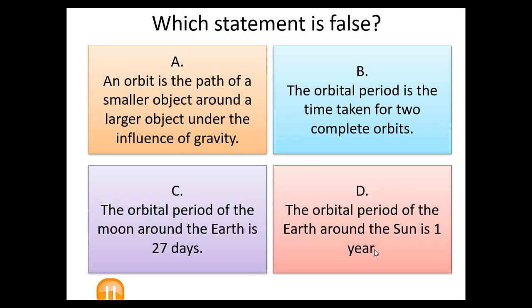Which of these statements is false? Which is a porcupine, which is East London slang for lie? Pause the video and decide A, B, C, D. Okay, so it was in fact the orbital period is the time taken for one complete orbit, not two, just one.